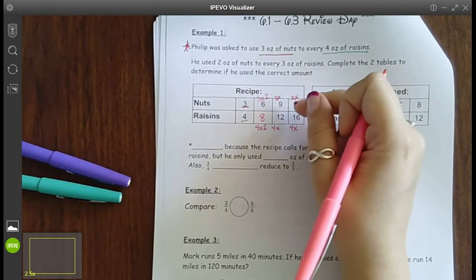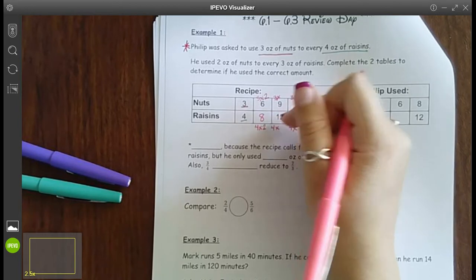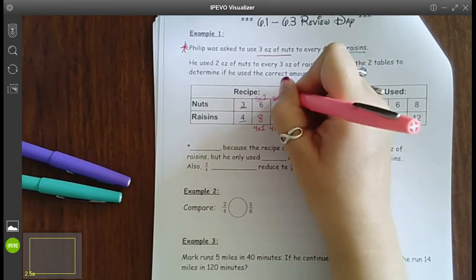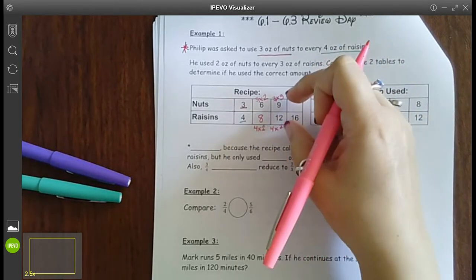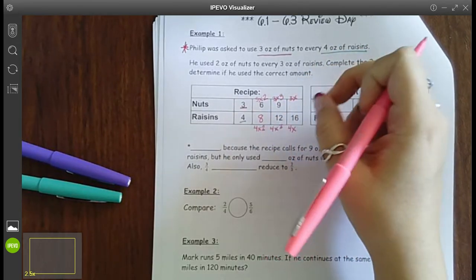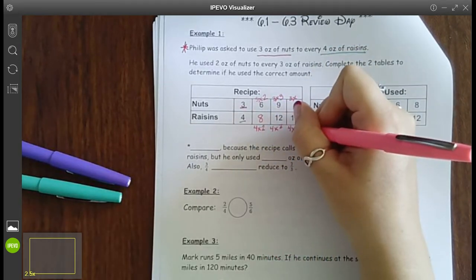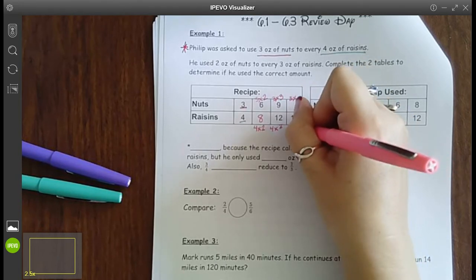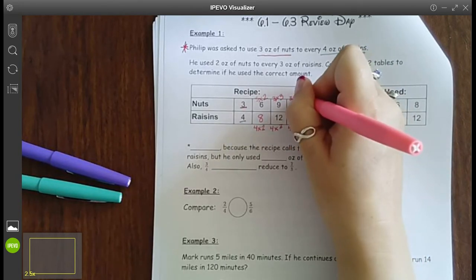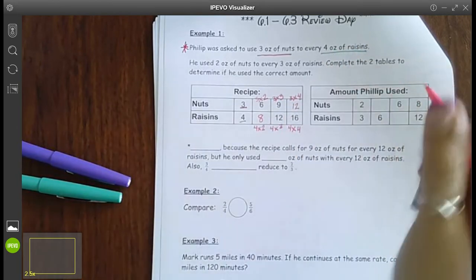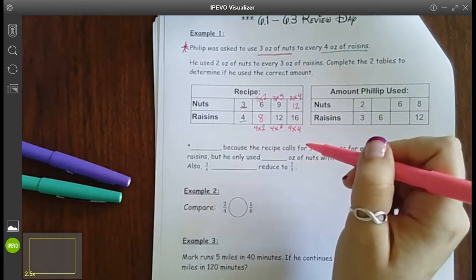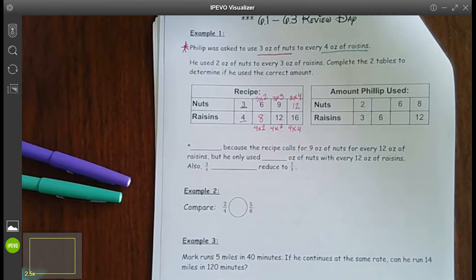Okay, so now going from there, double check if this was correct. 3 times what is 9? 3. 4 times what is 12? 3. Yes, they both were multiplied by 3, so it's correct. Okay, 4 times what is 16? 4. So multiply the top by 4. And 3 times 4 is 12. So this is my completed table for what the recipe asked for.